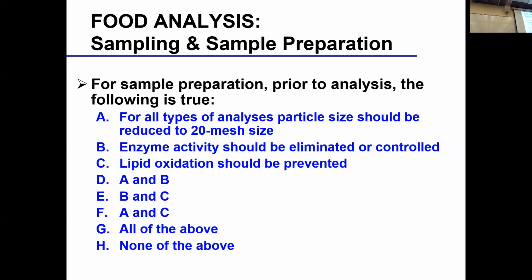Yes, kind of. 20 holes per 1 linear inch. You're very close. So 20 openings per 1 linear inch of whatever set you're using, and this is kind of a measurement. When you mill a sample, they tell you to what mesh size you milled your sample. So that's an indication of the particle size. So for all types of analysis, particle size should be reduced to 20 mesh.